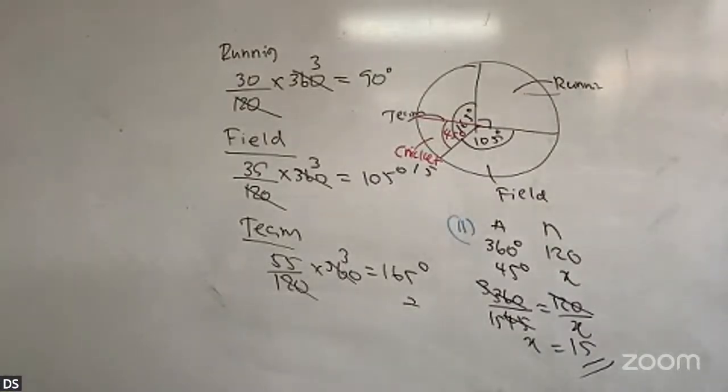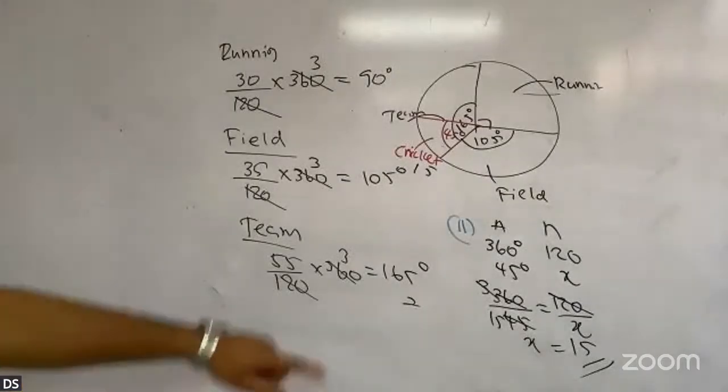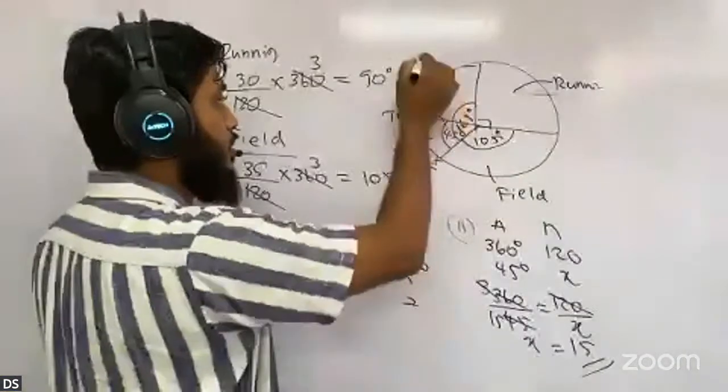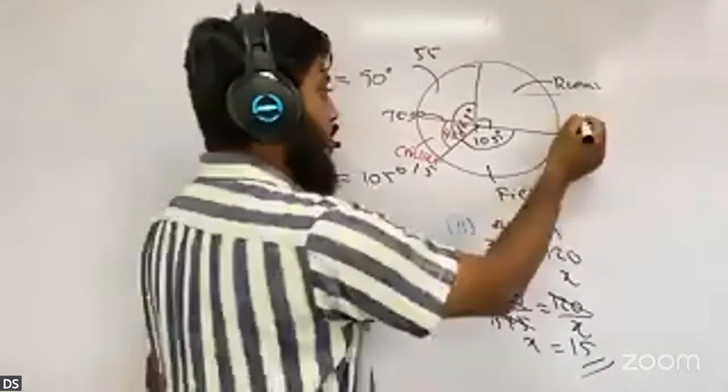Then find the number of members who selected football. Now what have they told? The number of people who play football and volleyball are equal. Okay, they have given it like that, no? Football and volleyball are equal. Now how many people are playing cricket? 15. Now how many people are in the team games? 55.